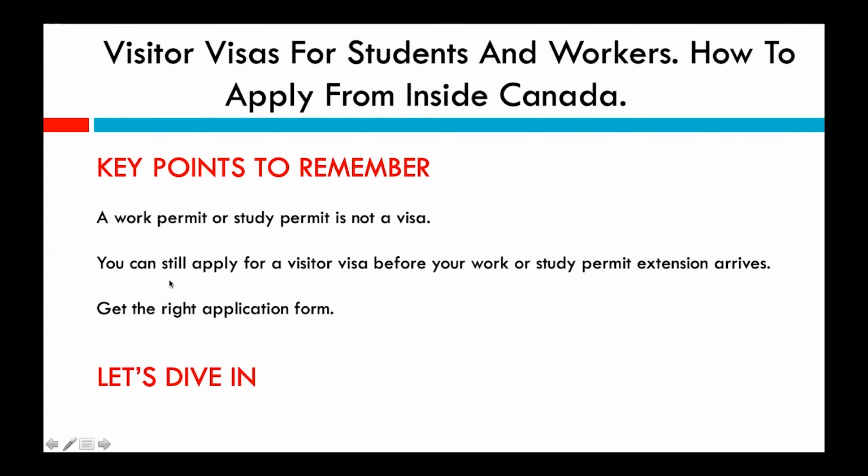Number two, you can still apply for a visitor visa before your work or study permit extension arrives. For this part, you must provide proof that your application has been approved, such as a screenshot of your online approval, your application number, or any other documents that prove you've been approved for your study or work permit extension.